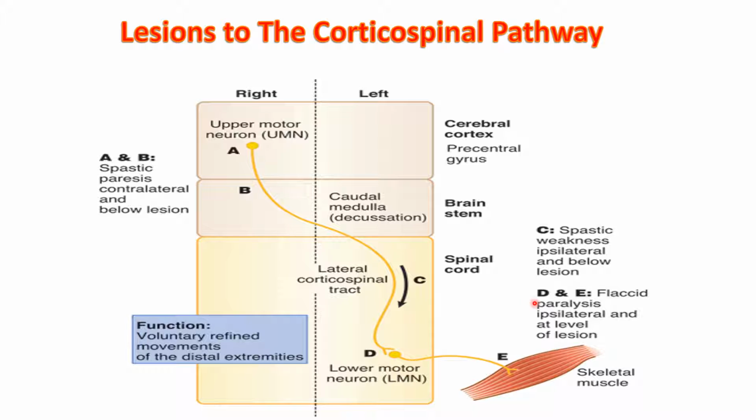Whereas damage to D, that is either at the cell body in the spinal cord at the lower motor neuron or in the peripheral nerve, will produce a flaccid paralysis, ipsilateral and at the level of the lesion.